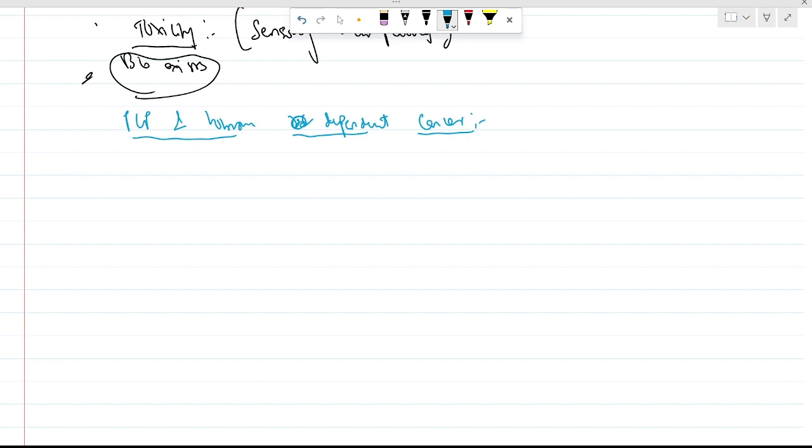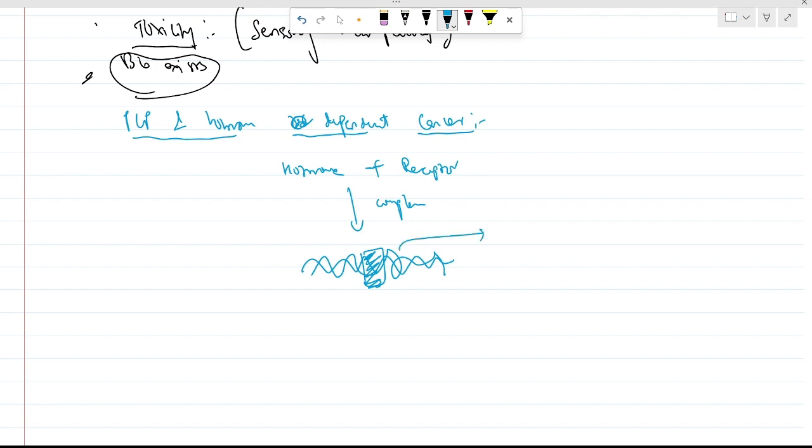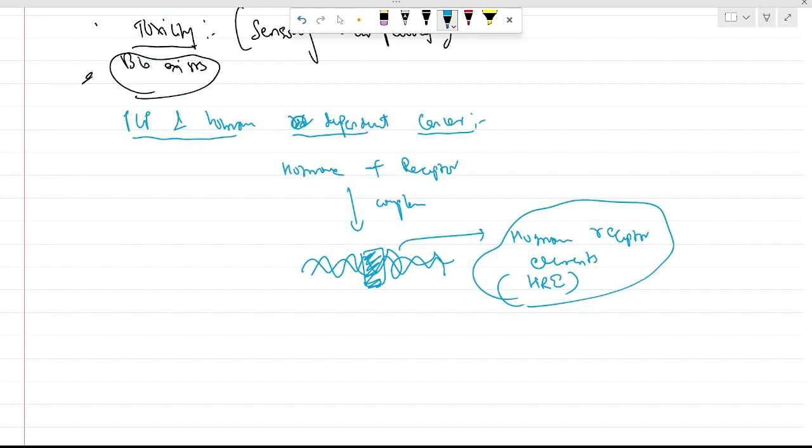So I'm going to see here this hormone. Every hormone, every cellular messenger, has a receptor. This hormone combines with its respective receptor to form a complex. Suppose this is the receptor, this is the hormone. This is the hormone receptor complex. This hormone receptor complex has a part called hormone receptor elements, HRE.